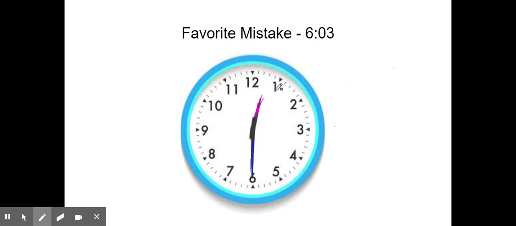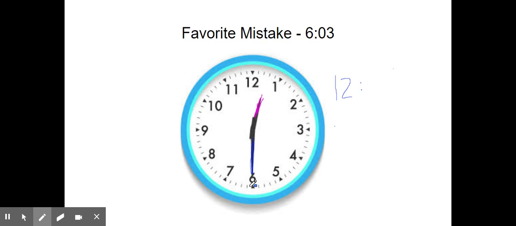Now I remember that if the hour hand is between two numbers, I go to the number that comes before. Here the number that comes before is 12. So my hour is going to be 12. Now let's look at our minutes. I know that it's not 12:06. That's the hour that is 6.